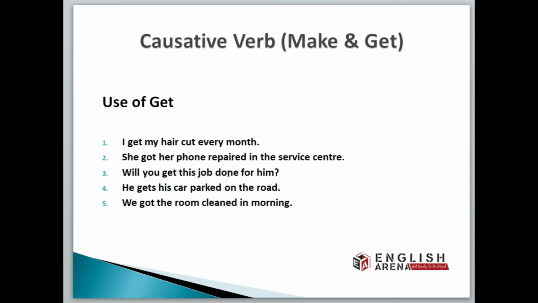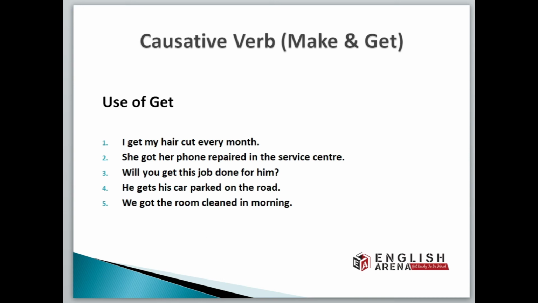Okay. Next example is he gets his car parked on the road. Okay. So present simple: he, she, it, or any name. So with he, we add s or es. So get is now gets. Go for another example. We got the room cleaned in the morning.